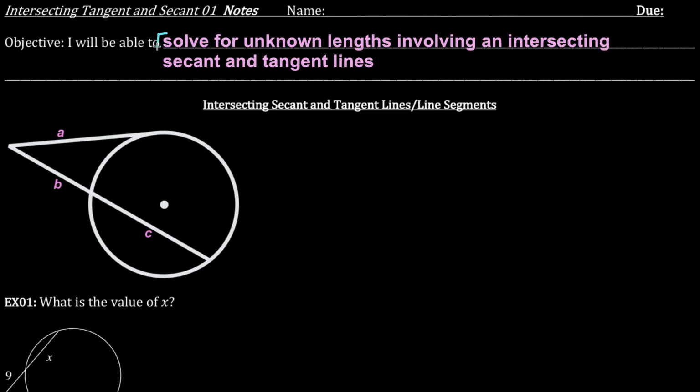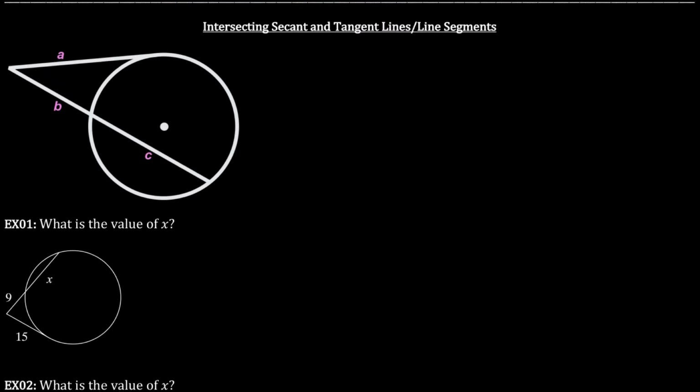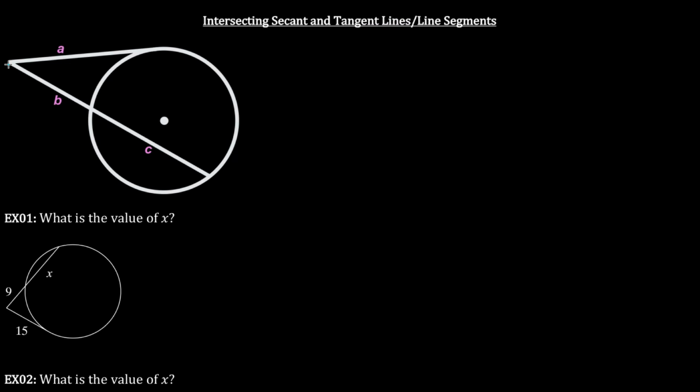Alright, so in this lesson we will solve for unknown lengths involving intersecting secant and tangent lines. So we have a circle here, right? This line right here, the segment, is tangent. This segment is a secant. So the relationship is that a squared equals b times b plus c.